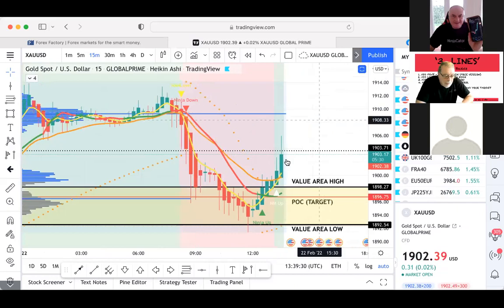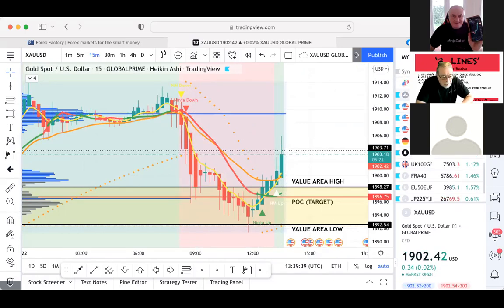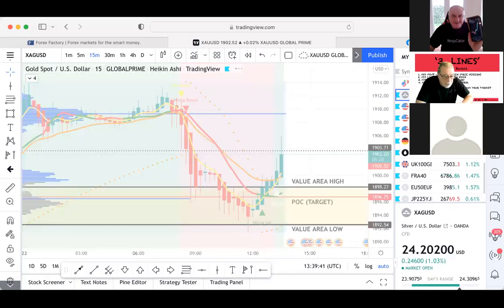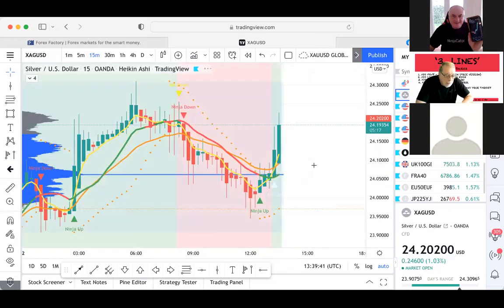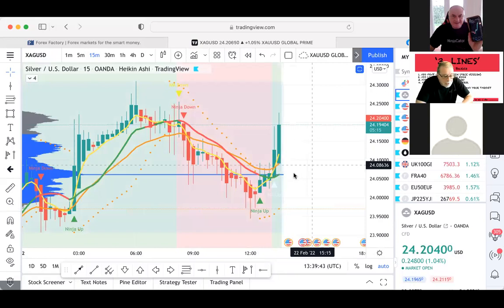So I'm keeping half an eye on this price, because if it does break through, I want to come back to this chart. But if we look at silver, silver behaves very similar to gold. You could quite easily mistake that chart for the chart we were concentrating on before. It's very, very similar, and silver behaves in a very similar way.